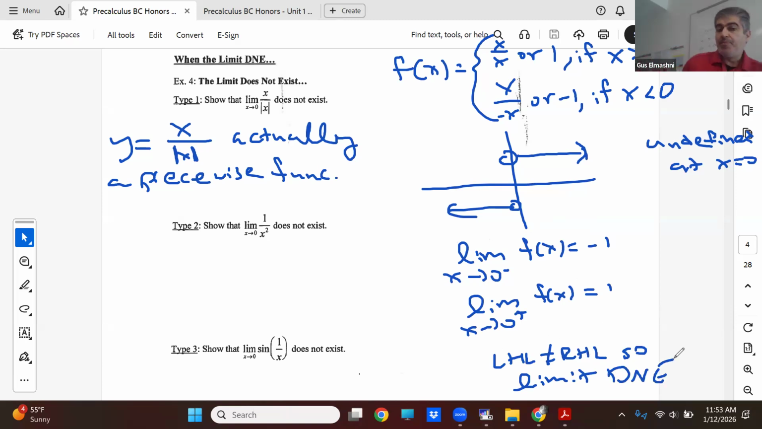So hopefully that makes sense. You can look at the graph. The graph's a great way of looking at it. You can plug in numbers if you want. Plug in like 0.1, 0.01, 0.001, -0.1, -0.01, -0.001. You can do that also. Or if you just think about it algebraically, which I just did, the piecewise breakdown. Yeah, you get that.